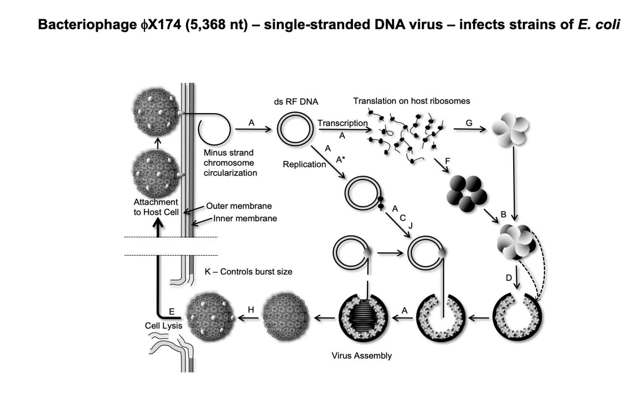So here's bacteriophage ΦX174, the life cycle, or the infection cycle. It consists of 5,368 nucleotides, a single-stranded DNA virus, and it infects strains of E. coli. Starting up here on the left, the virus attaches to the surface of the bacterial cell through a receptor which is recognized by the H protein. And then it injects the single-stranded DNA minus strand into the cell.